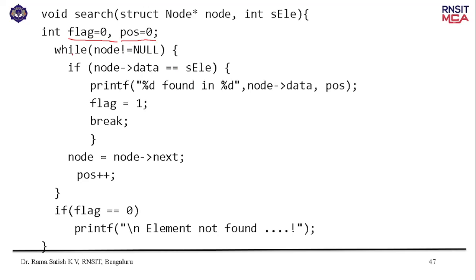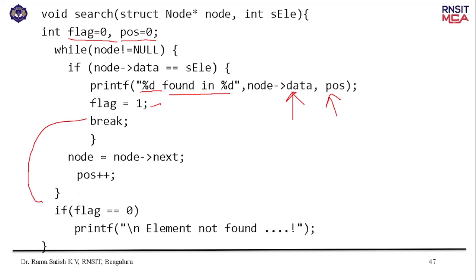You create a while loop until the node reaches the null. Every time you check if node data is equal to element. If it is equal, so what do you do? You display that the searching element is found in such and such position. Initially position will be 0, and it will display that the element you are searching is found in this particular position. You are just displaying, and make the flag as 1. You break, which means you come out of this loop.